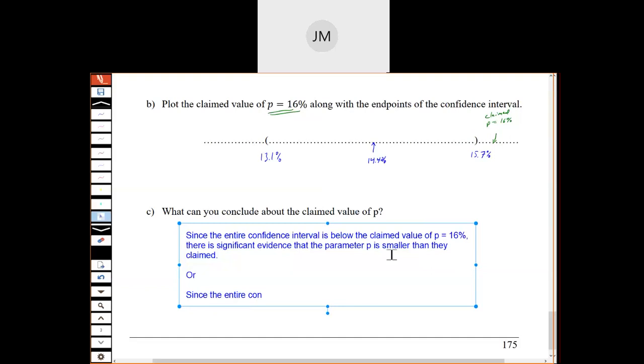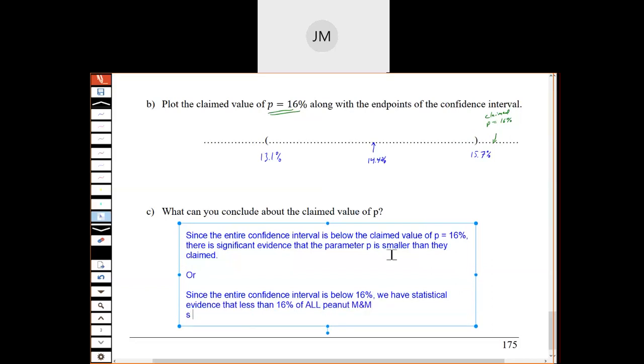So since the entire confidence interval is below 16%, we have statistical evidence that less than 16% of all peanut M&Ms are green.